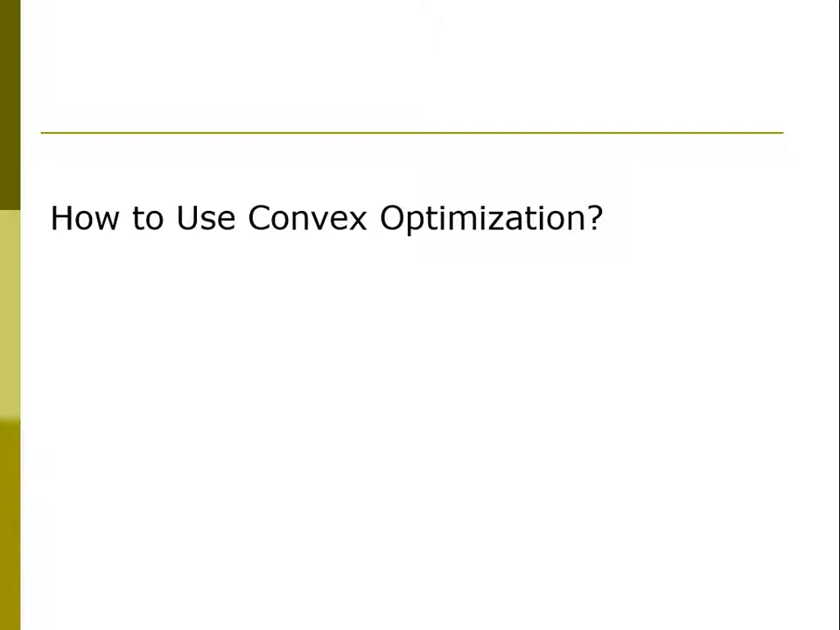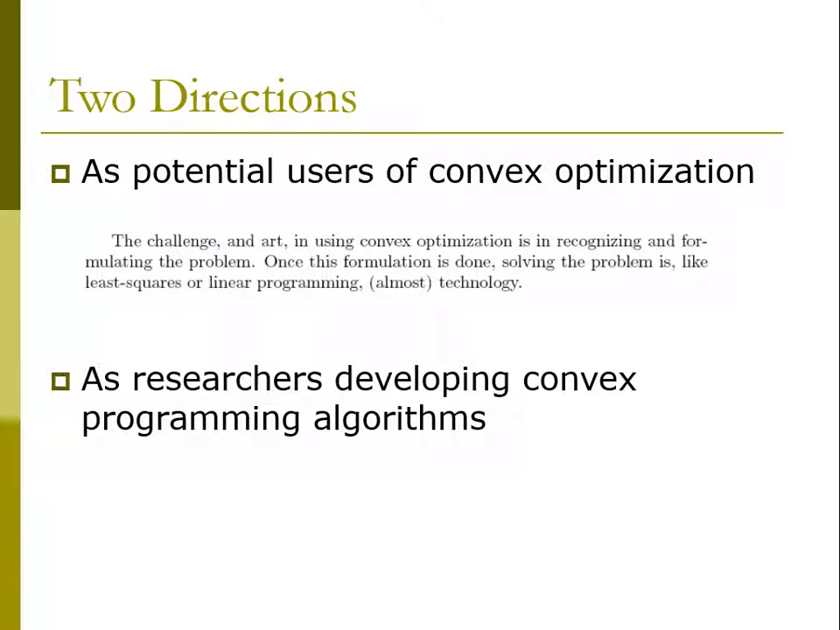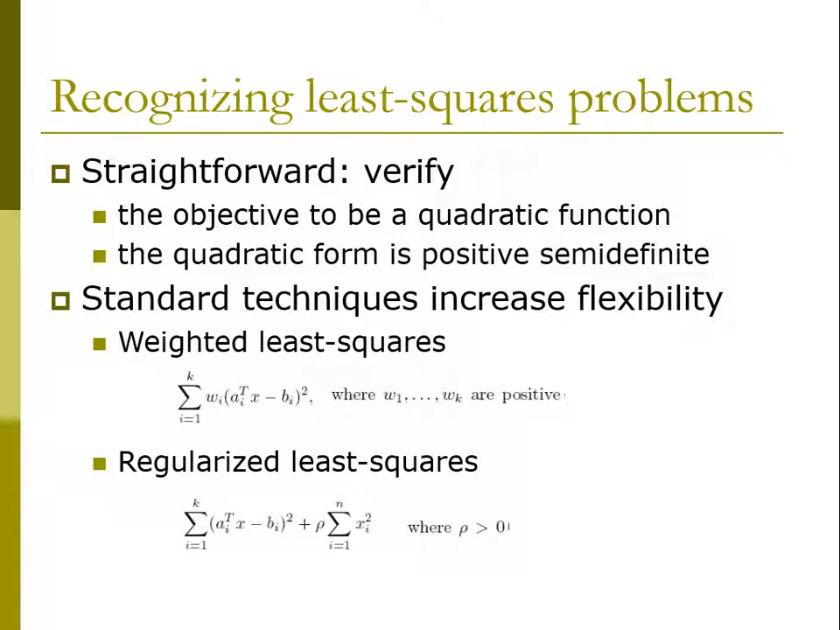And here comes another important question. How can we use convex optimization? There are two directions. First, as potential users of convex optimization, and second, as researchers developing convex programming algorithms. And realizing the importance of convex optimization, how can we recognize convex optimization problems?